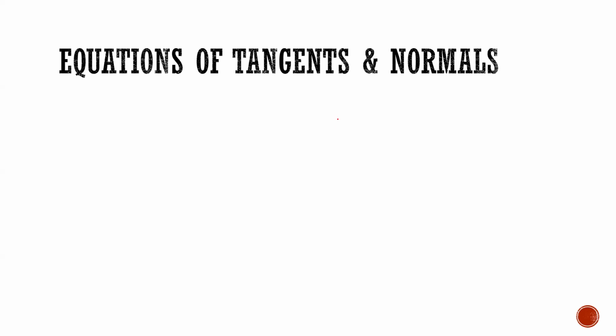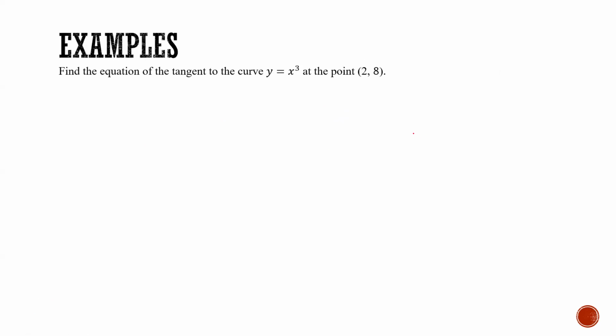Hence, if we get the gradient of the tangent, we can, from that, calculate the gradient of the normal to the curve at that point, and the equations of the tangents and the normals given the points. Let's look at some examples.